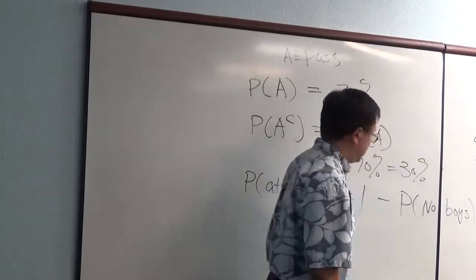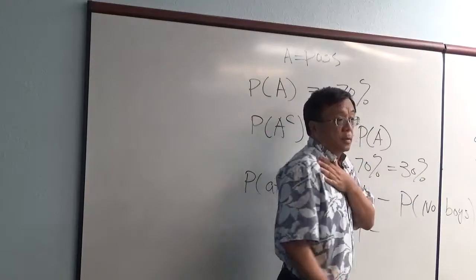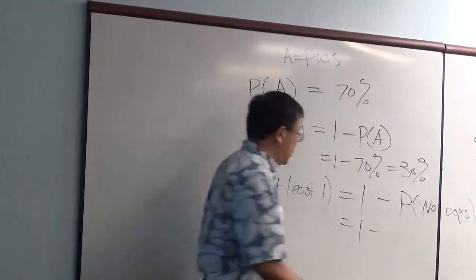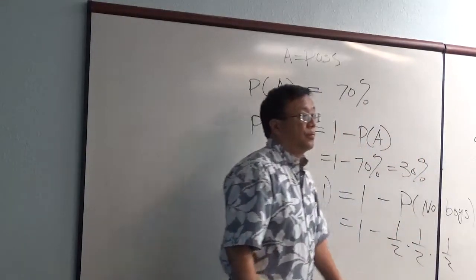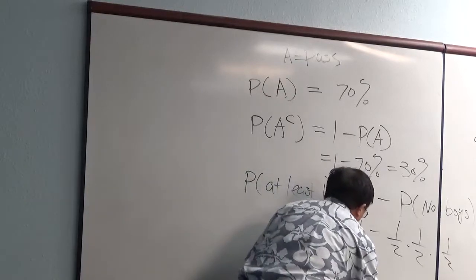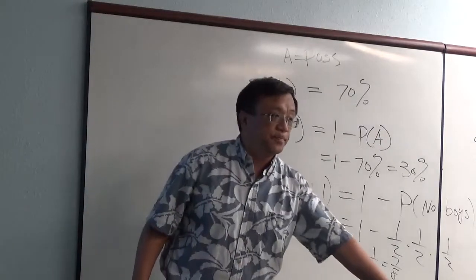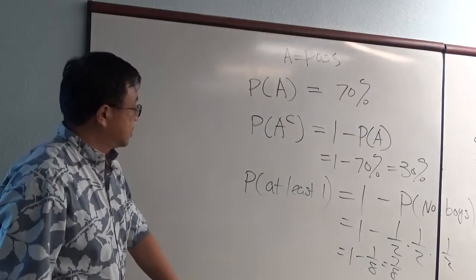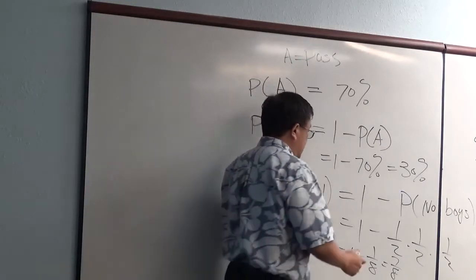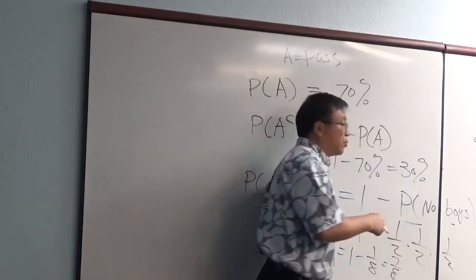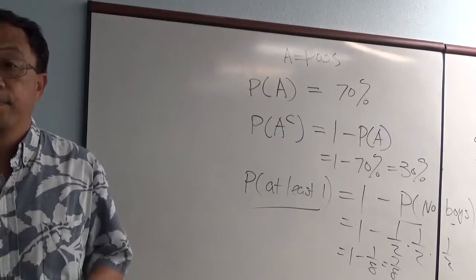No boys. Then no boys is what? The first one is a girl. What's the probability? We're assuming 50%. So the first one is a girl, second one is a girl, third one is a girl. Then that's 1 minus 1 over 8, that's 7 divided by 8. That's a probability. So the idea is the probability of at least 1 is sometimes equal to the probability of what? None. Is that clear? That would be a shortcut. Okay.